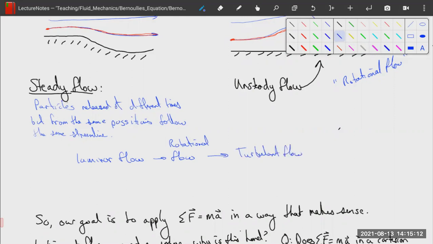And the important thing for you to remember is that in terms of the way these things are used, we're talking about increasingly chaotic flow. Technically, turbulent flow is rotational, and technically rotational flow is turbulent.